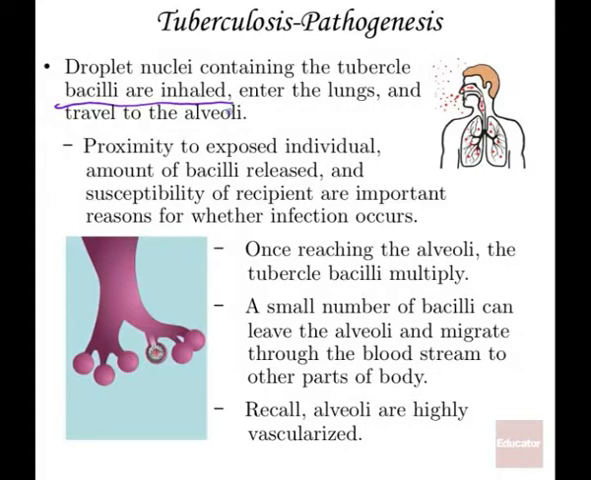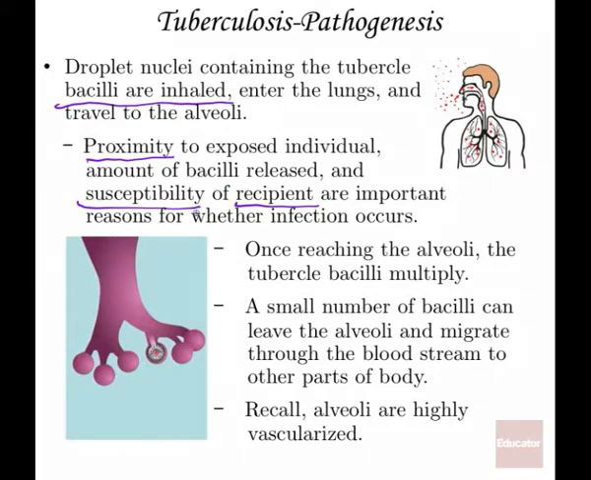So what determines whether or not an individual will be exposed? What is their proximity to an exposed individual? How much bacilli was released? Again, it's the active infected individuals who are the ones who spread the disease. And is the recipient susceptible? Now, we learned with HIV that just because of the nature of that disease, they are very susceptible to infection.